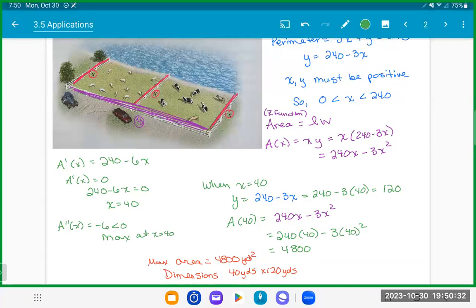So if you were advising this farmer, you would say, hey, you should make the purple line up there in the picture 120 yards long. And each of the 3 red ones, you should make 40 yards long. That would then, if you added that up, right? If you did 40 plus 40 plus 40 plus 120, you would use all of the 240 yards of your material. Okay, questions?